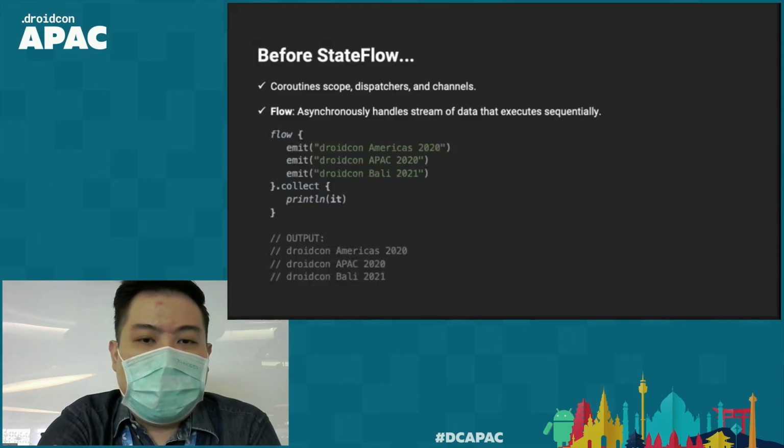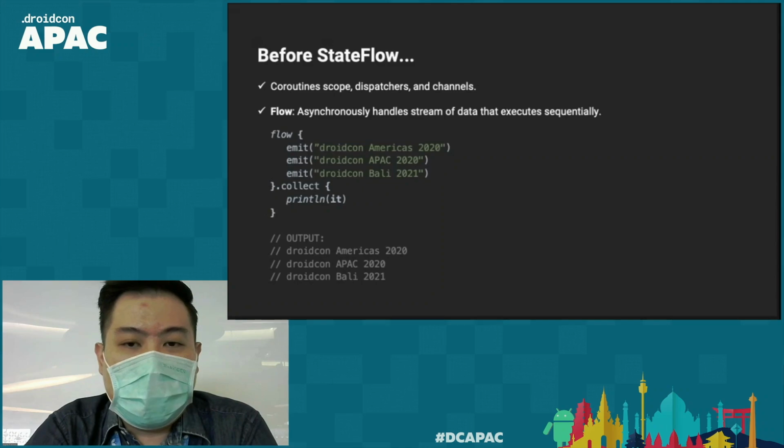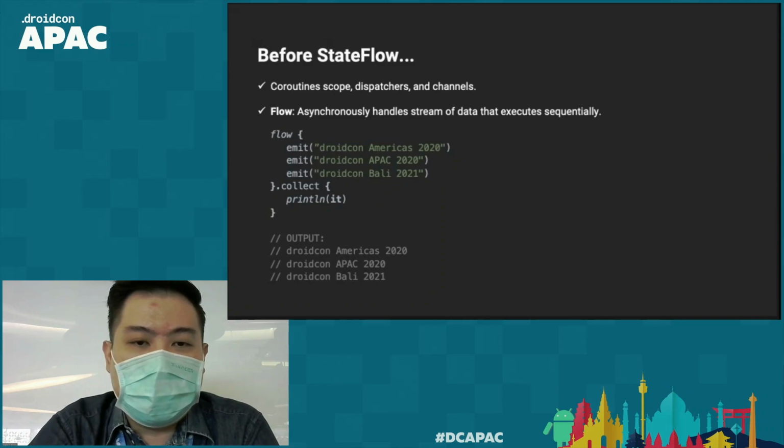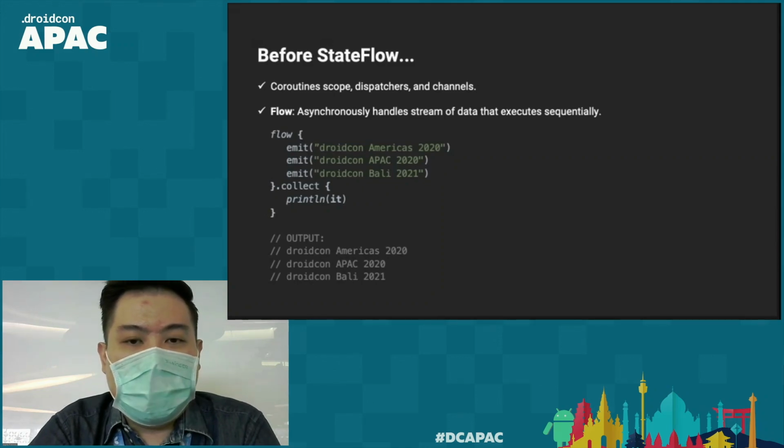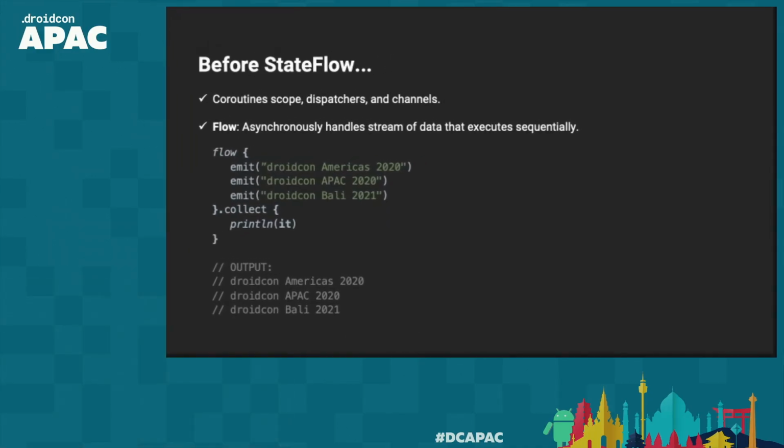This example is very simple. There is a flow builder to emit three different string values, where the goal is to print any collected value on separate lines. Using this code, we can see the output prints those texts in exactly the same order it was emitted. This shows that flow asynchronously emits values in sequence.